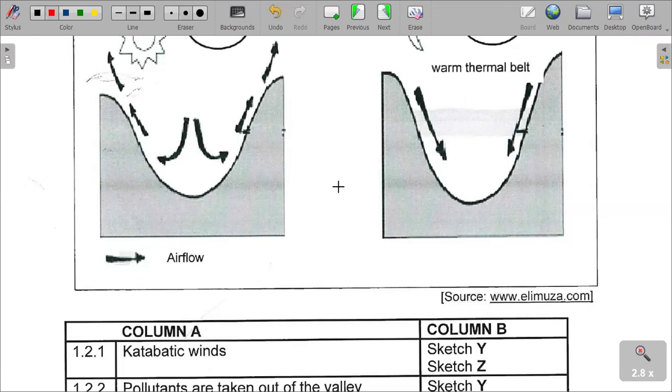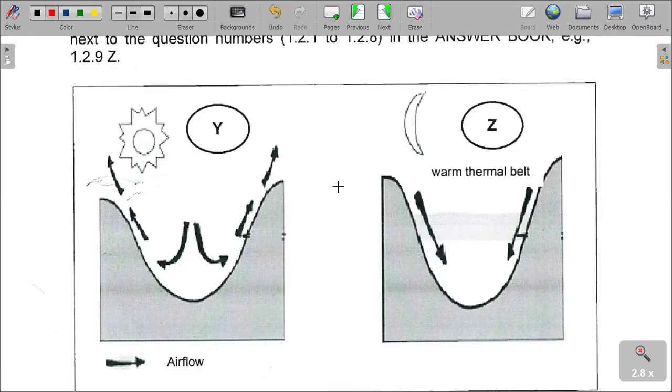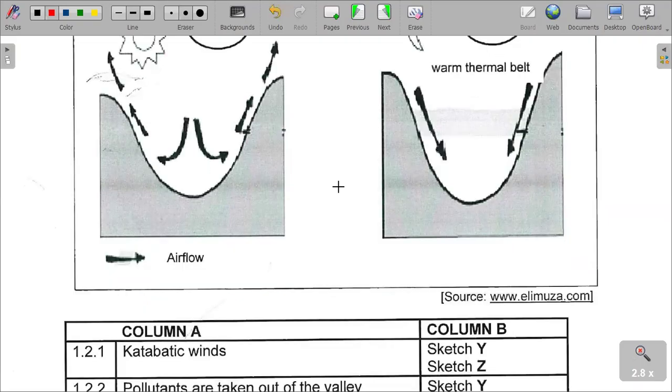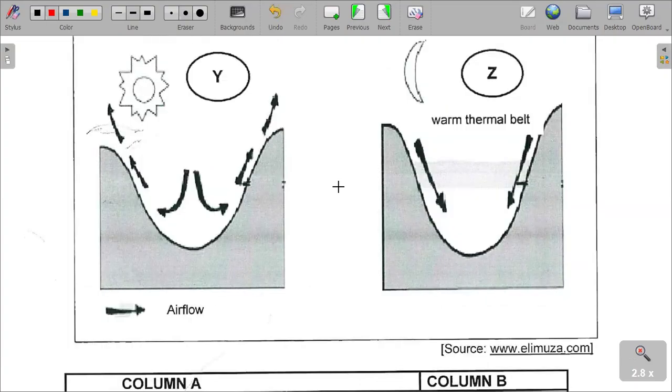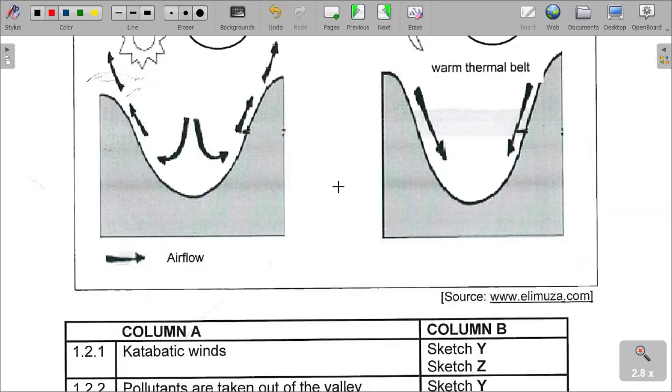So A, katabatic winds. Which ones are called katabatic winds? Is it Y or Z? Katabatic winds are winds that flow into the valley. They are downslope winds, which means that the answer is what?